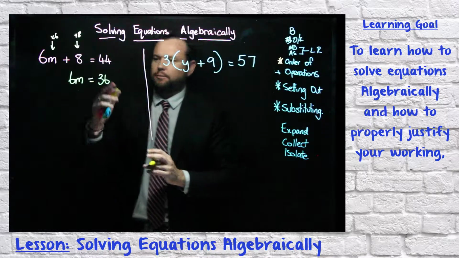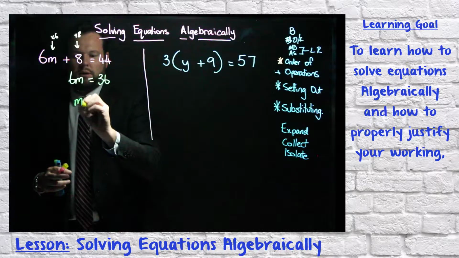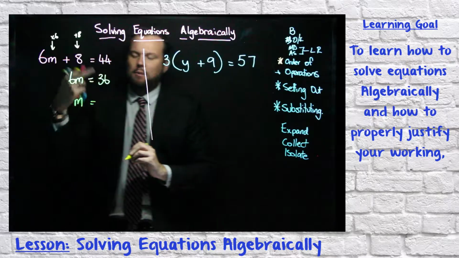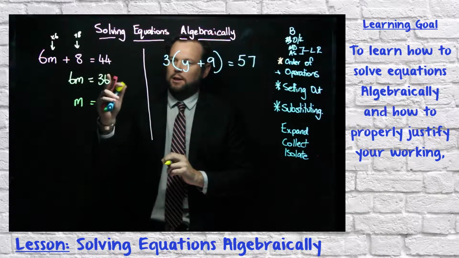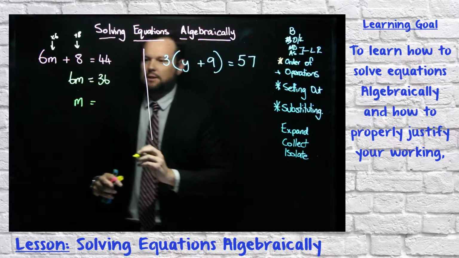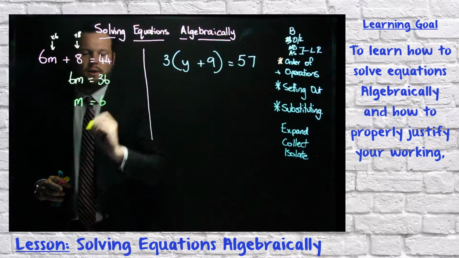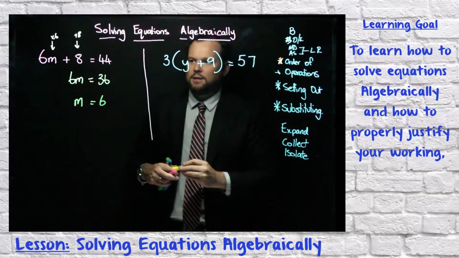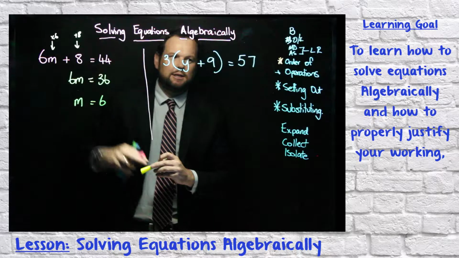All right, so here, divide 6m by 6, we get rid of m. Divide 36 by 6, and it leaves us with 6. All right, so there are our steps there.